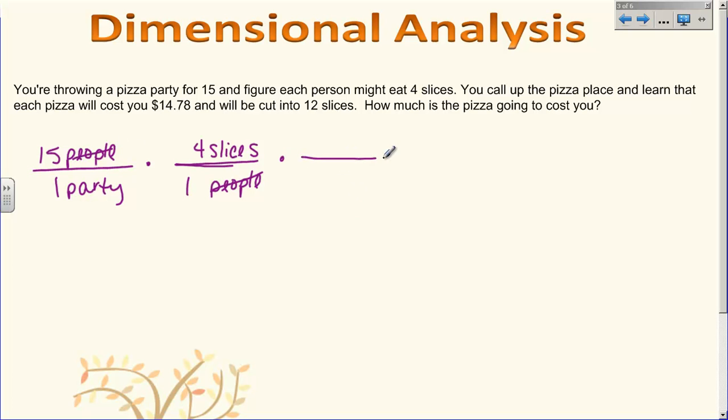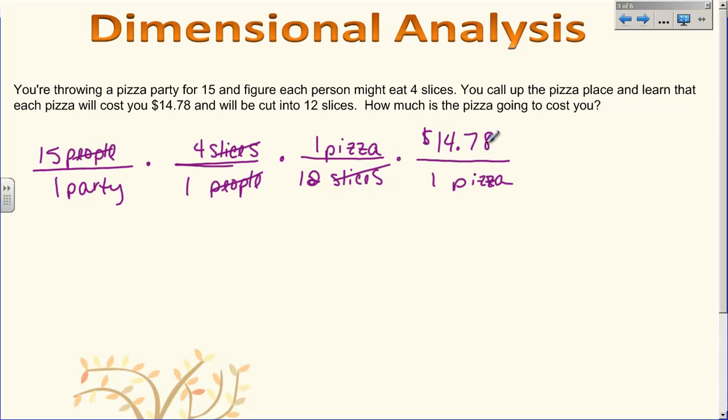So this part of my dimensional analysis needs to have slices on the bottom. Well, the next thing we know about slices is that there are 12 slices for one pizza. So now my slices cancel. But now I need pizza to be on the bottom. Okay. And so what I know is that each pizza is $14.78. So it's $14.78 for one pizza. So now my pizzas cancel.